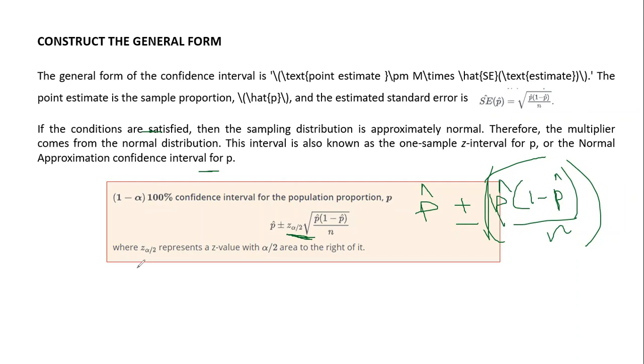දැන් මෙතන ප්‍රශ්නයක් තියෙනවානේ where z alpha by 2 represents a z value with alpha over 2 area කියලා. දැන් ඒකෙන් කියවෙන්නේ මොකක්ද අපි ගත්තොත් සම්පූර්ණයෙන්.